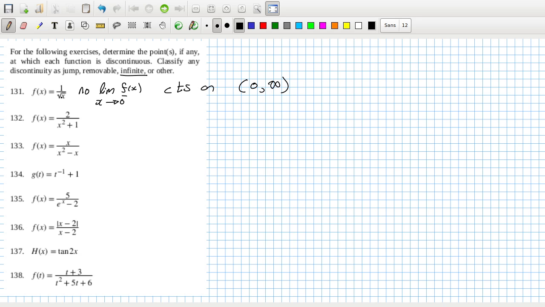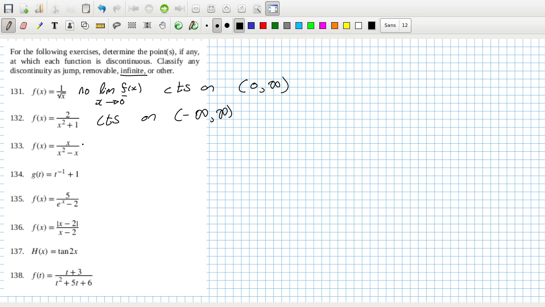Now I could actually make it quite easily have an infinite discontinuity at 0 if I just put an absolute value symbol around the x, and then I've done it. But because there's no way to approach from the left, it's not infinite. So this one is fine. This one here, this looks perfectly fine. This is continuous on minus infinity to infinity.